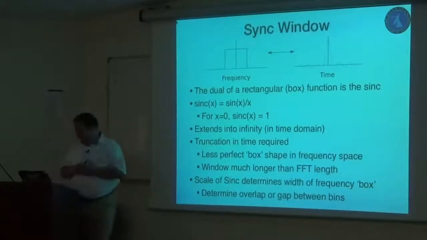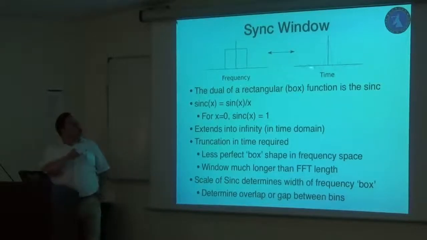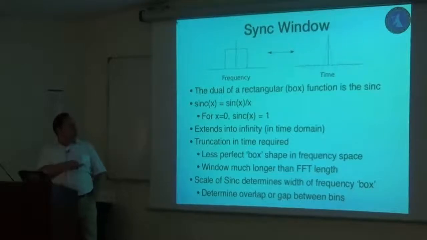The ideal window function would actually be a function that gives us a perfectly square frequency bin. And if you take a boxcar, as it's called, a little box, the Fourier transform of that, the dual of it, is the sinc function. And the sinc function is sine of x divided by x. And because you cannot divide by 0, we also define that if x equals 0, then this function is actually 1. And you see it is actually nicely continuous over here at 0.